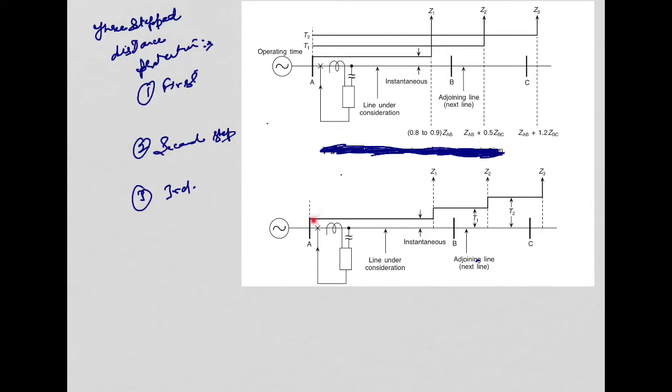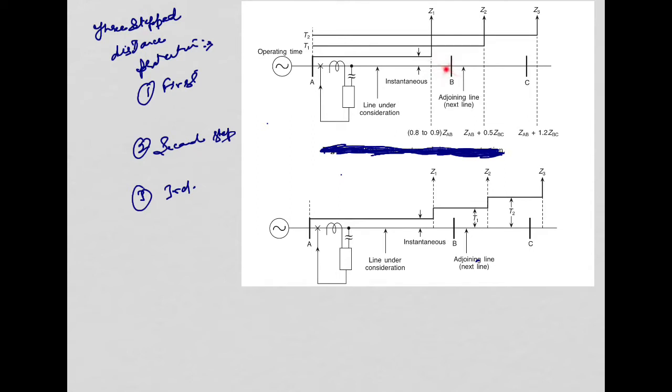Similar is the case that the first protection is up to 70 to 80% of the line section. Now the second step is required to provide the primary protection to the remaining 20%, or 20 to 10% of the line which is left out in the first step.